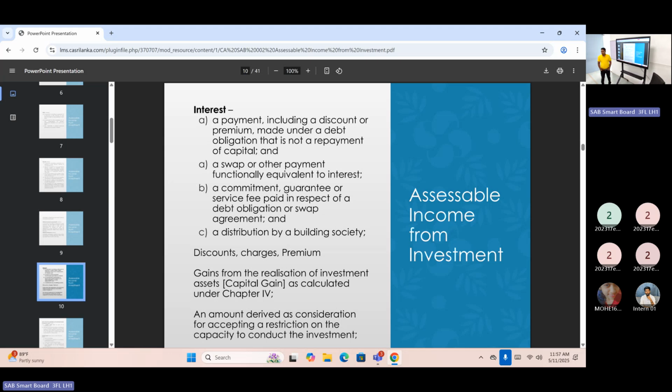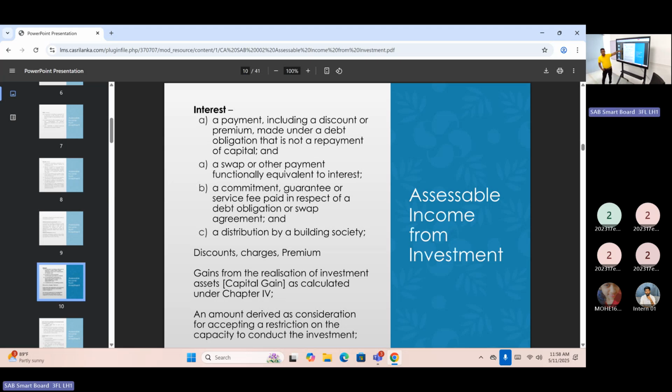Interest. A payment, including a discount or premium, made under a debt obligation that is not a repayment of capital. Other than repayment of capital, if you are making any payment, that is coming under interest. It says even discount. You know that in treasury bills and treasury bonds, we are paying something, but when we cash the bill, the amount coming is more than that. They are assuming the discounted price. Discount shall be considered interest.